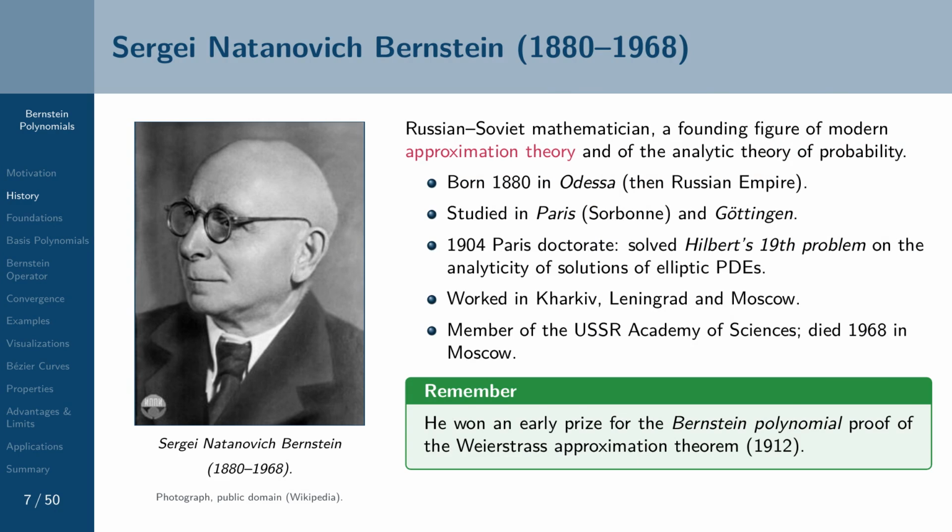A word about the man. Sergei Bernstein was a Russian and Soviet mathematician, born in Odessa in 1880. He studied in Paris and in Göttingen. In his 1904 Paris doctorate, he solved Hilbert's 19th problem on the analyticity of solutions of elliptic partial differential equations. That was already a major result, before the work we study today. He later founded an influential school of analysis in Kharkiv and contributed deeply to the foundations of probability.